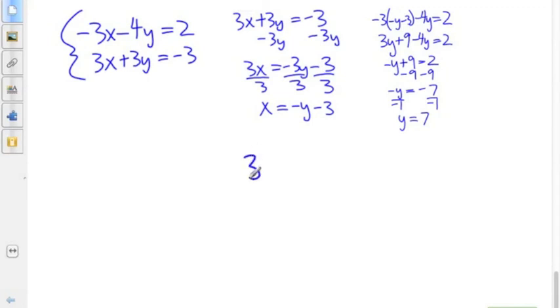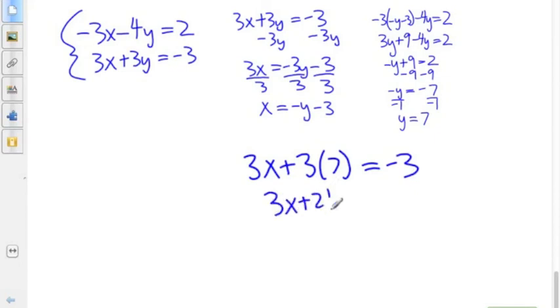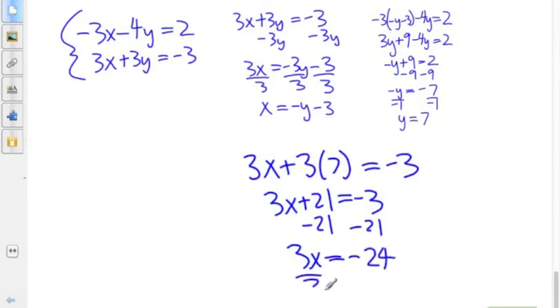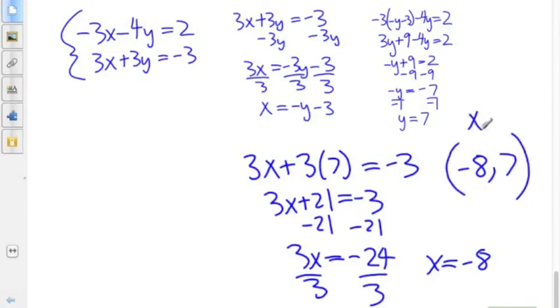So 3x plus 3 times 7 equals negative 3. So that's 3x plus 21 equals negative 3. I subtract 21. 3x equals negative 24. Divide by 3, and we'll have x equals negative 8. So we've got y is 7 and x is negative 8, which makes our solution (negative 8, 7). All right? These two lines intersect at the single point (negative 8, 7).